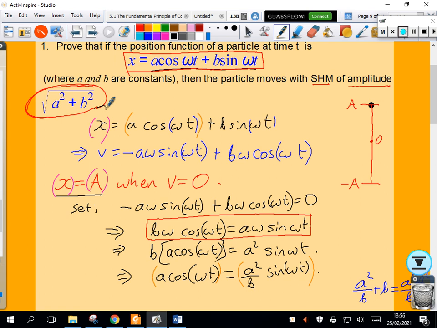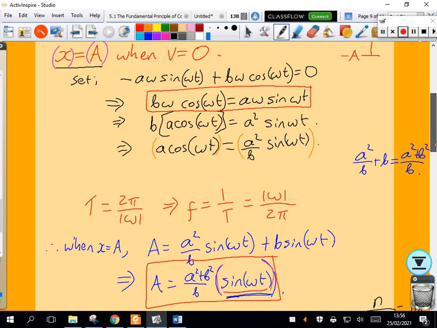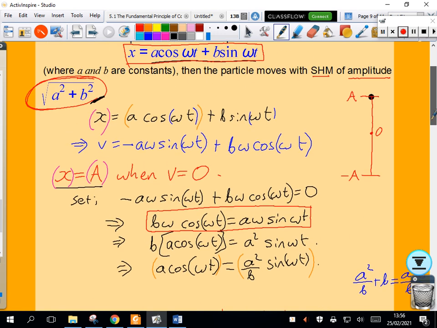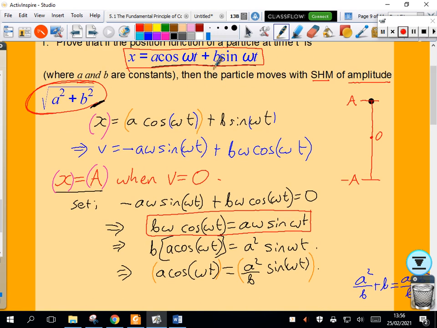So if I was given this in the Leaving Cert, I would just hopefully have remembered this rather than going through all those steps. It is a little bit involved. I would just remember that functions of this type will produce an amplitude of root a squared plus b squared. Do think about, what if I change the sign? How would that change the amplitude? Okay.